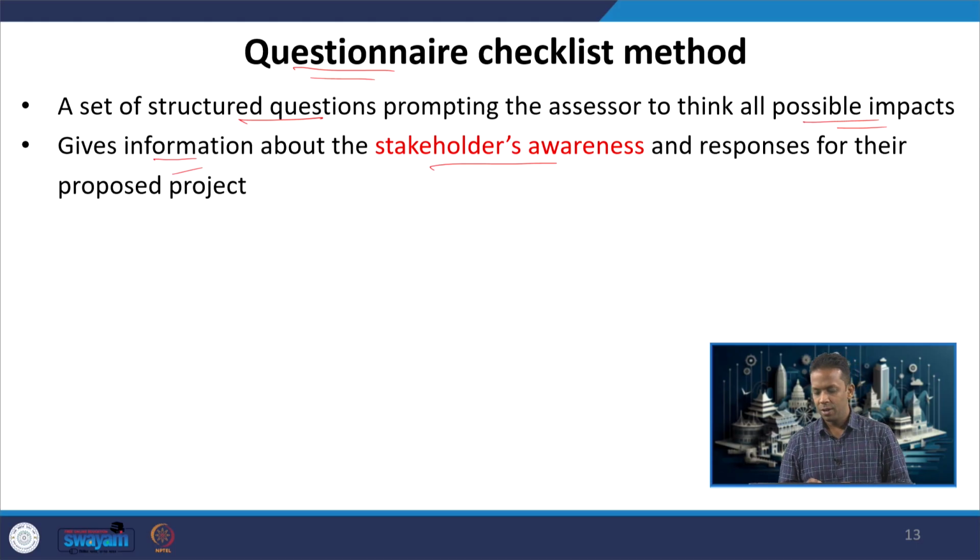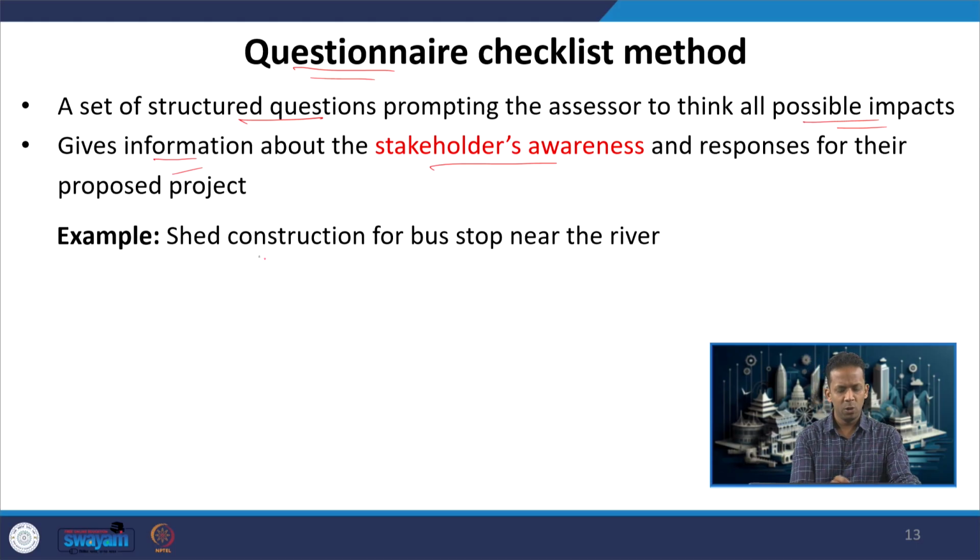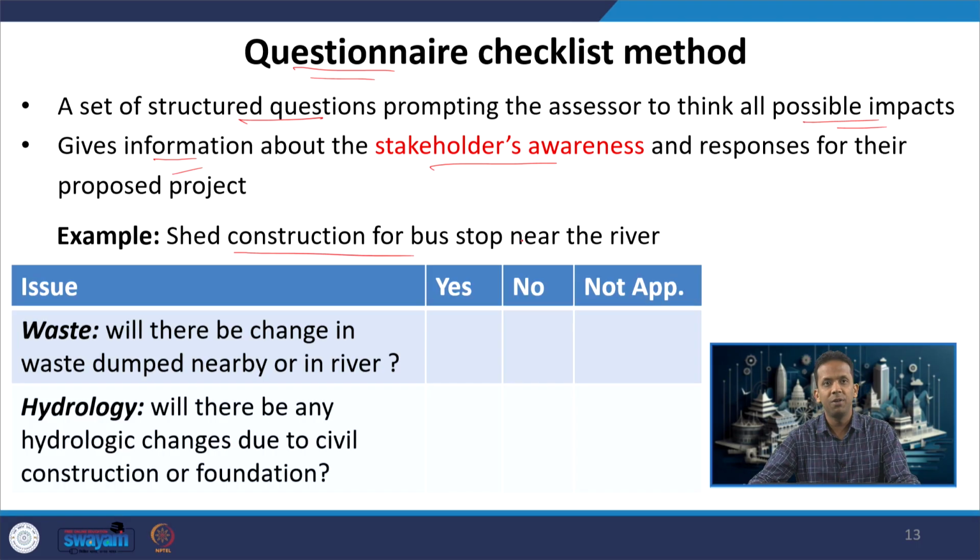So, let us take the same example of shed construction for a bus stop near the river, and here it will be asked in the form of a question. The issue is in the first column, and whether there will be any impact, any change or not, is listed here: yes, no or not applicable.